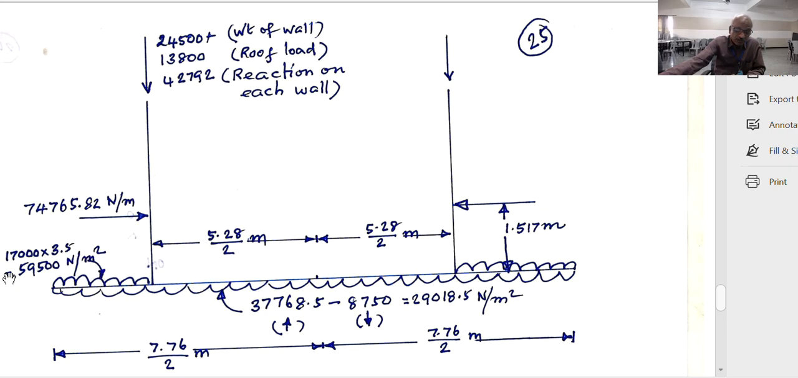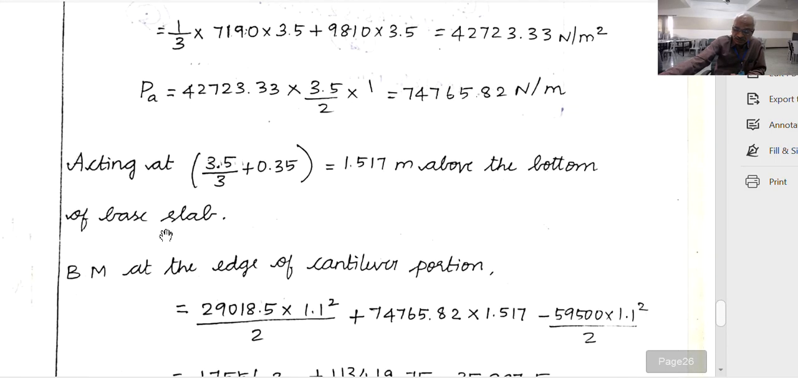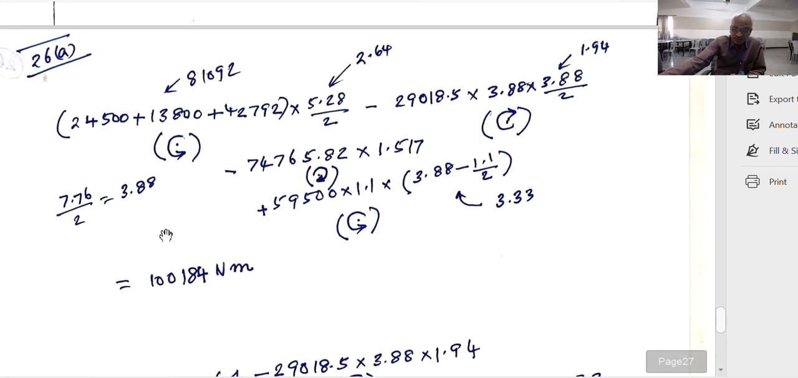This is another value, 59,500 into 1.1 into that distance, some 3.38 up to the end minus half the distance. That is 3.88 minus 0.55 or so. Then this upward UDL. Then this lateral pressure. So if this is understood, one can easily understand.